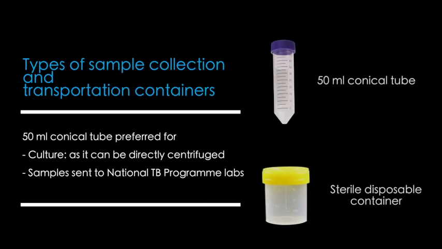A 50 ml conical tube is another type of container which can be used for sample transport instead of the disposable container shown in the video. As a conical tube can be put directly into the centrifuge machine, it is preferred when the sample is to be subjected to mycobacterial culture and drug sensitivity. This is also the preferred container for samples being sent to National TB Program labs, as it does away with the need to transfer the specimen from one container to another.